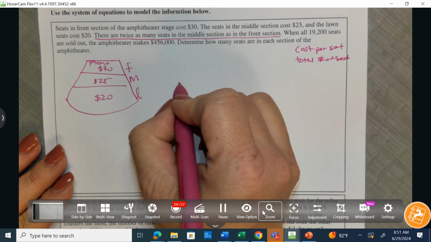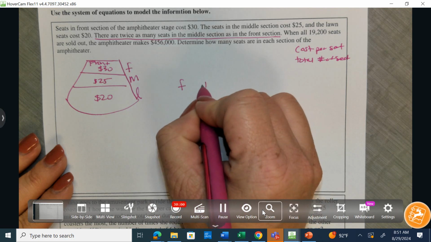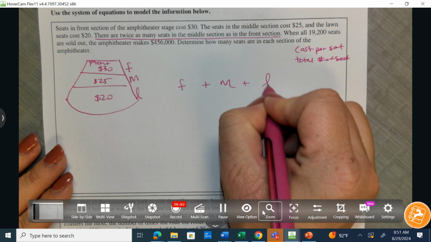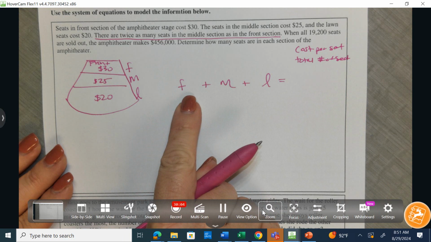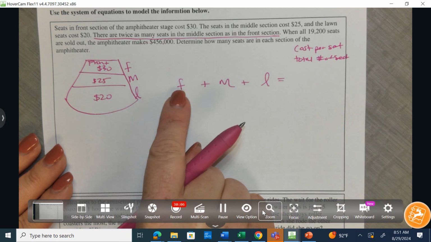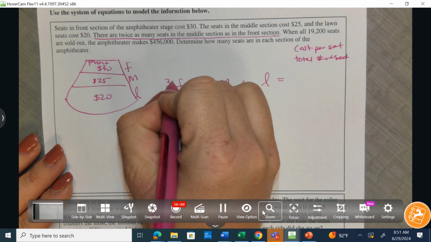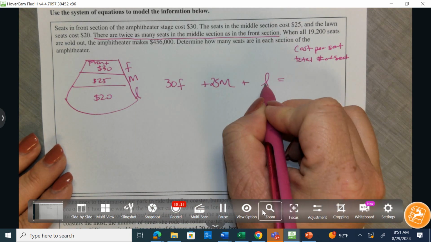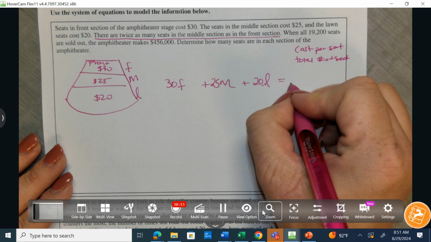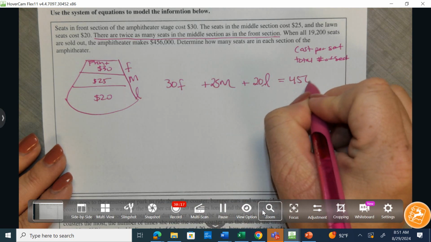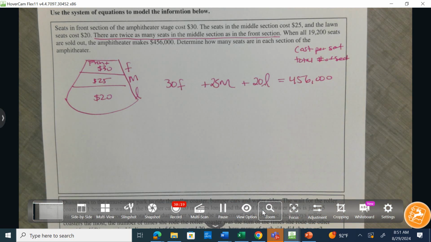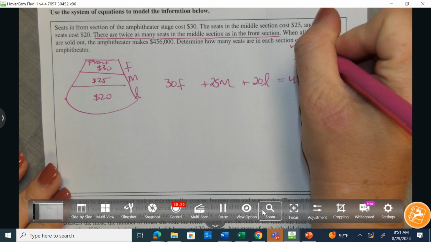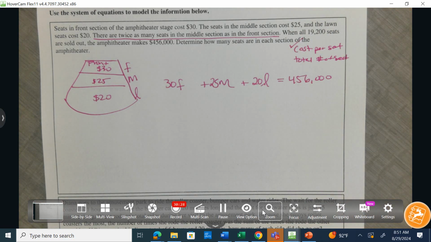So let's start with this. F, how much does it cost for a front section? It is $30. For the middle section it is 25. For the last it is 20. And in all, the amphitheater takes in $456,000 in ticket sales when all seats are sold out. So I've created an equation that talks about cost.